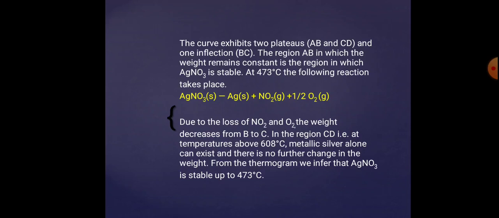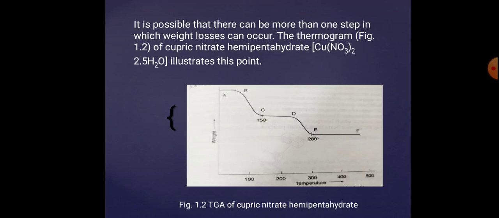Okay, so the next example is cupric nitrate hemipentahydrate. Now it is possible that there can be more than one step. In the previous example a single BC slope occurred, but in this case more than one slope has been given. There are totally 5 different lines, out of which there are 2 slopes and 3 considered as parallel to the temperature range.